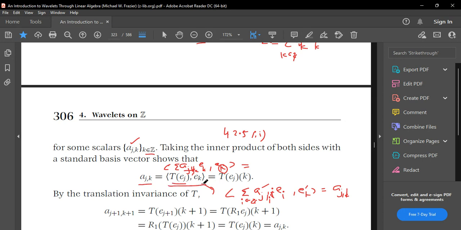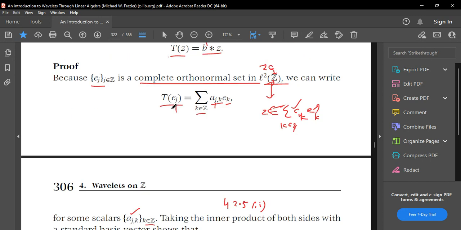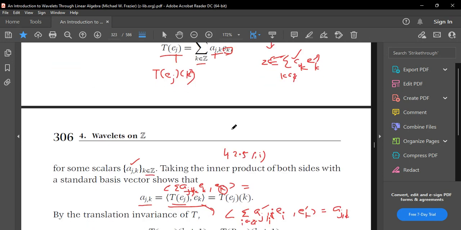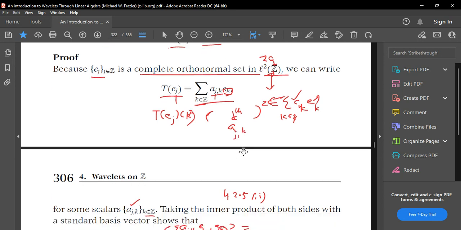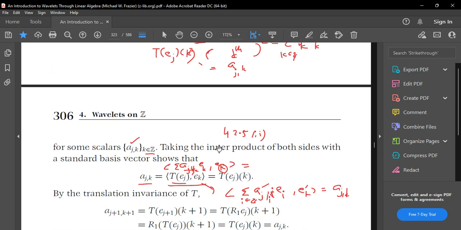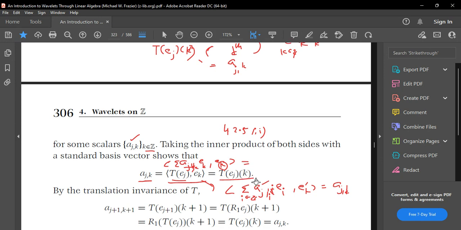This is equal to the inner product. And what is Ajk? Ek is the standard basis vector 1 0 0, 0 1 0. So in this whole summation we get a vector, and the component at the kth stage will be Ajk. So T Ej of k is equal to Ajk. That is written here: Ajk is equal to T Ej of k.